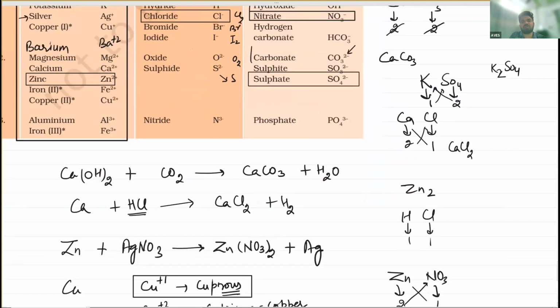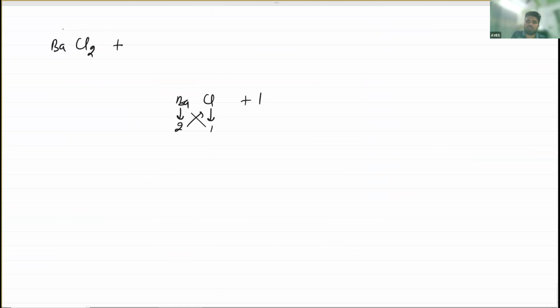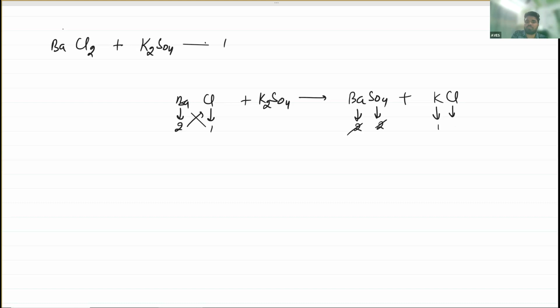Then barium sulfate, plus potassium chloride. Barium sulfate will be BaSO4 because both have 2, so you cancel out each other. Plus potassium chloride, KCl, because it has 1, it also has 1. Now you understood that barium chloride is BaCl2. When it reacts with potassium sulfate, K2SO4, it will give you barium sulfate BaSO4 plus KCl.